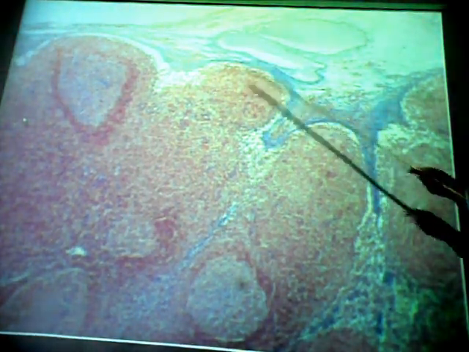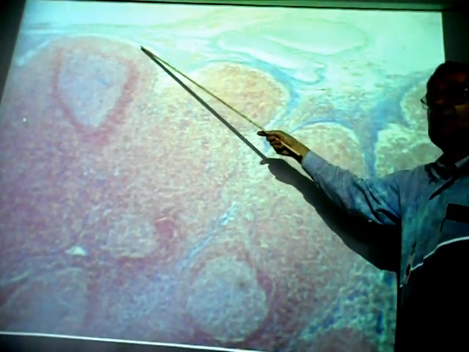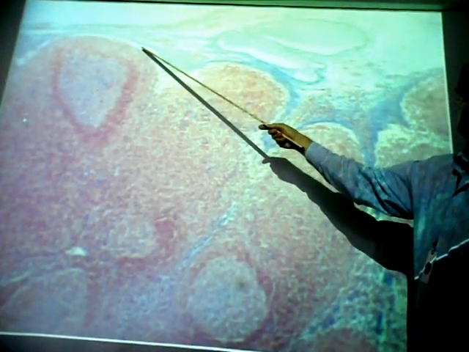Subcapsular sinus. Again, we see the term sinus. That means cavity or space. Remember you dealt with sinuses in the skull, when you were studying the skull, remember? Yes. The sinuses? Okay. So this is the subcapsular sinus, also called the cortical sinus.